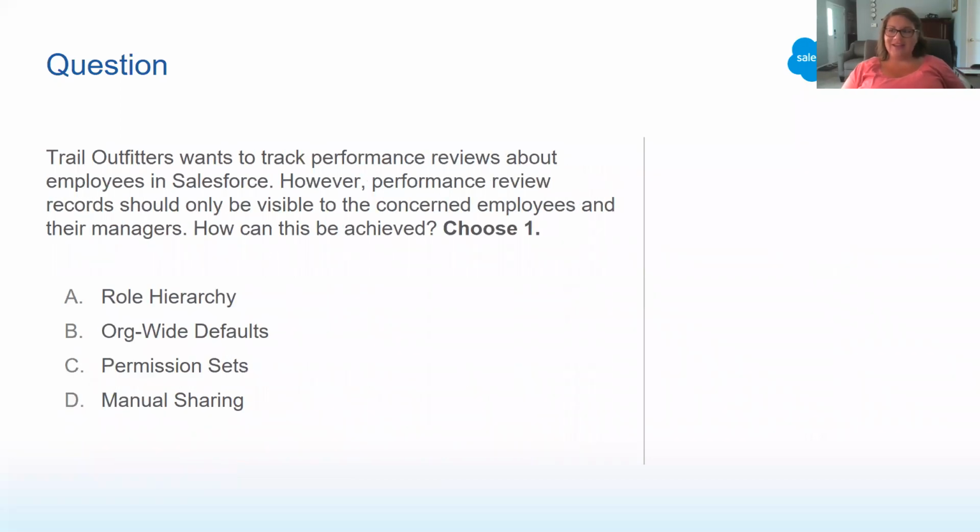Thanks, Claire. Trail Outfitters wants to track performance reviews about employees in Salesforce. However, performance review records should only be visible to the concerned employees and their managers. How can this be achieved? Choose one. Role hierarchy? Yeah, role hierarchy.